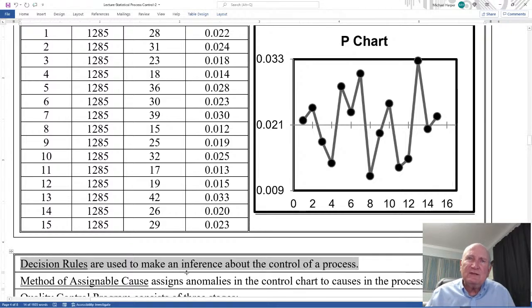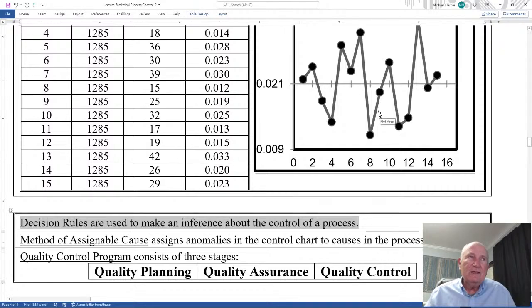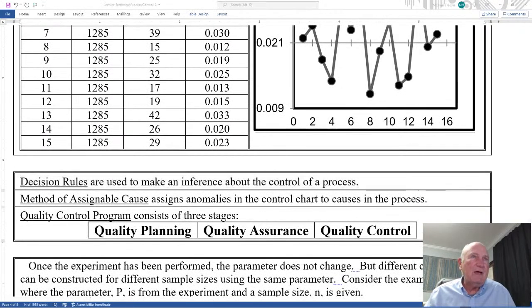It will be used as evidence to infer the process is out of control. There are a number of different decision rules for each control chart, depending on the application, depending on what the quality characteristic is, and depending on what the quality objective is. Once we have inferred that the process could be out of control, or is out of control, we move to something called the method of assignable cause. That assigns anomalies in the control chart to causes in the process.